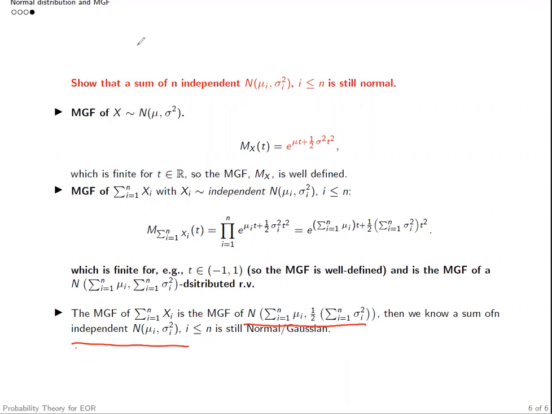So in this video, we use moment generating functions to introduce some properties concerning normally distributed random variables or Gaussian distributed random variables.